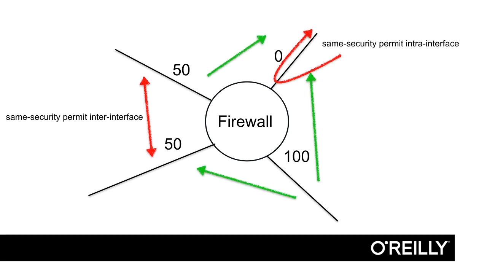Also, for hairpinning traffic that comes in on one interface and goes out on the same interface again, we have a similar command. It's very similar, actually. The command is same-security-traffic permit intra-interface, for traffic that comes in on one interface and goes out on the same again. And permit inter-interface for traffic that goes between two different interfaces with the same security level.